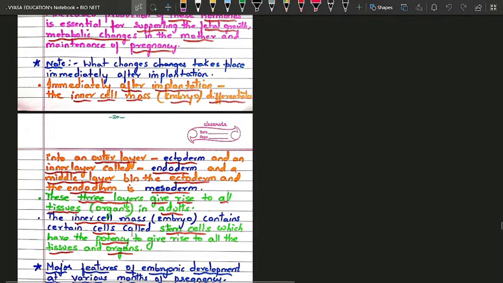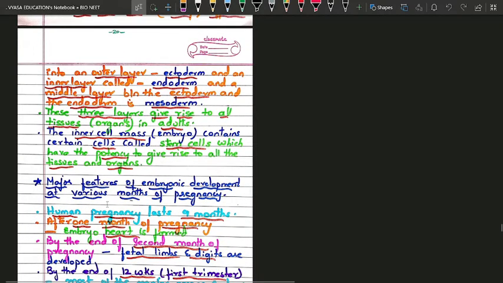The inner cell mass, that is the embryo, contains certain cells called stem cells, which have the potency to give rise to all the tissues and organs. You must have known that stem cell therapy is also being done nowadays, when an organ or a tissue is damaged. The stem cells help in giving rise to all the tissues and organs. Remember.